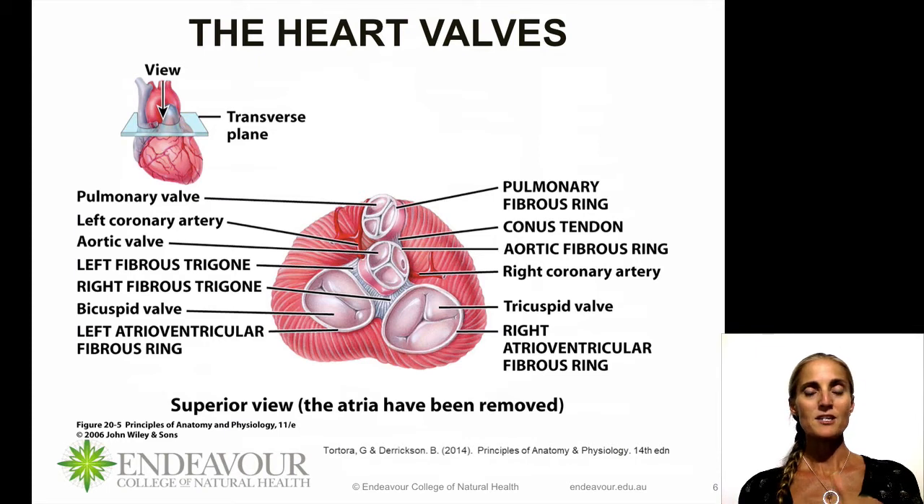So this image is a transverse plane. So if the heart was cut horizontally, this is looking down into the bottom portion. So there are a few different types of valves. The semilunar valves. These are the pulmonary valve and the aortic valve. And then there's the atrioventricular valves, so they are between the atria and the ventricles. So the bicuspid valve, this is also known as the mitral valve, and that's on the left side of the heart. And then the tricuspid valve, which is on the right side of the heart.